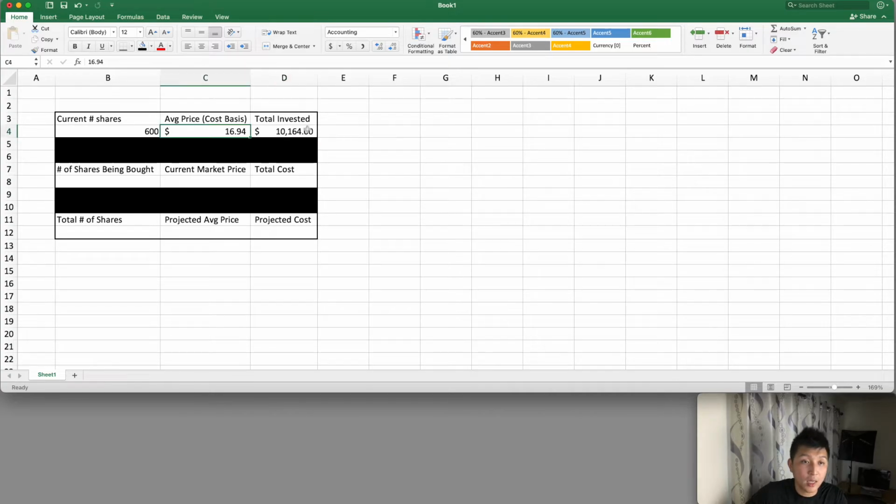So fairly simple, right? Moving on to the next row, we have the number of shares being bought. So let's say you want to buy some shares later on down the road.